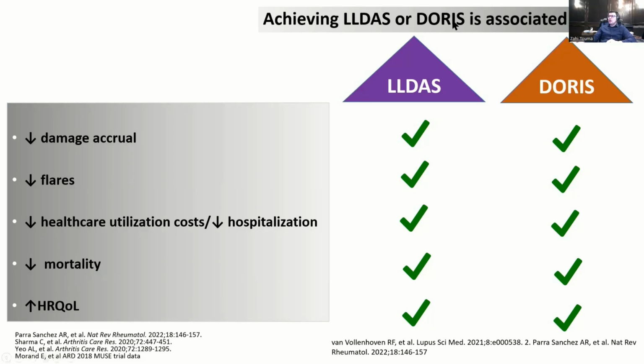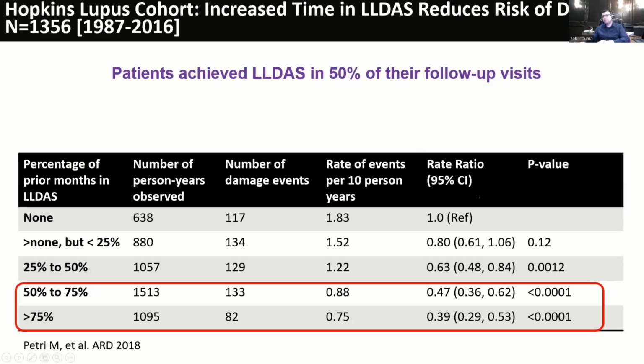anxiety, and so on. And at this level, there are a number of studies, and this is based particularly on observational studies, but some of it is also already based on post hoc analysis of randomized trials. And you can see there is a check mark for both definitions for all these items. So there is no doubt at this level we have enough evidence to show that the LLDAS and DORIS really are good treat to target for the management of patients with lupus.